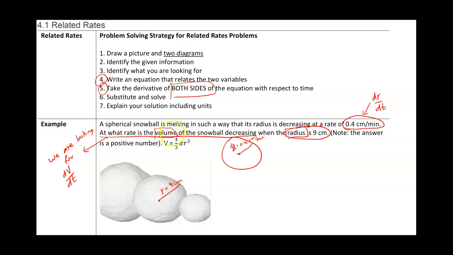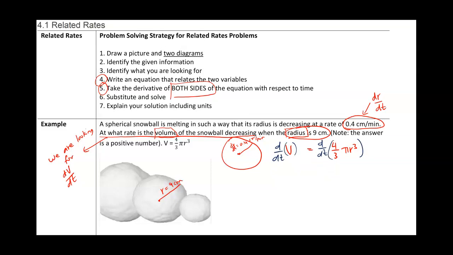So the rate of change of the volume is given by dV/dt. How fast is the volume changing with respect to time? dV is the rate of change of the volume, over dt is the time. Our formula is volume equals 4/3 pi r cubed. I'm going to take the derivative of both sides with respect to time.